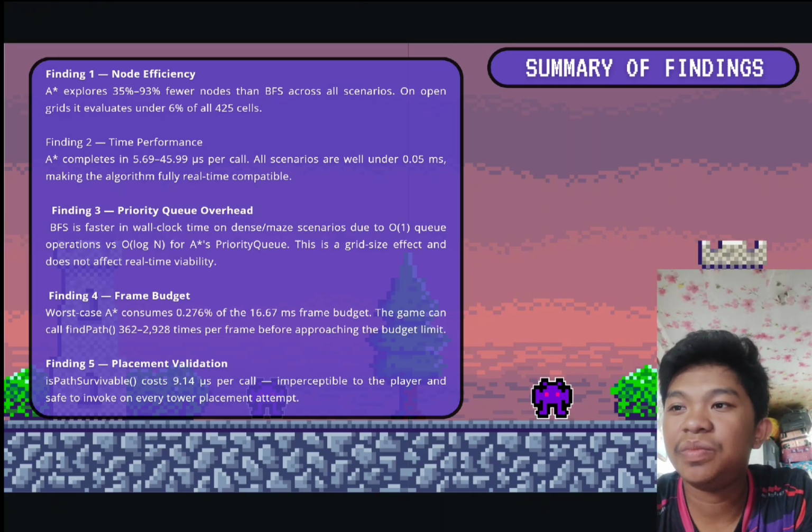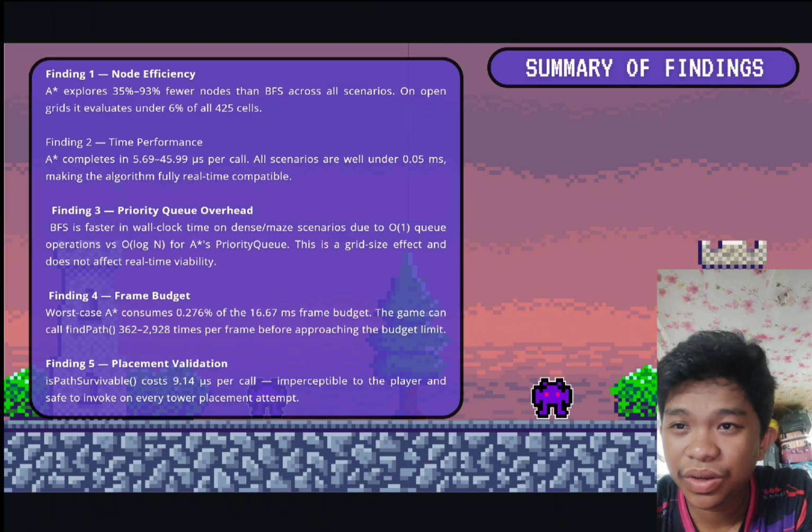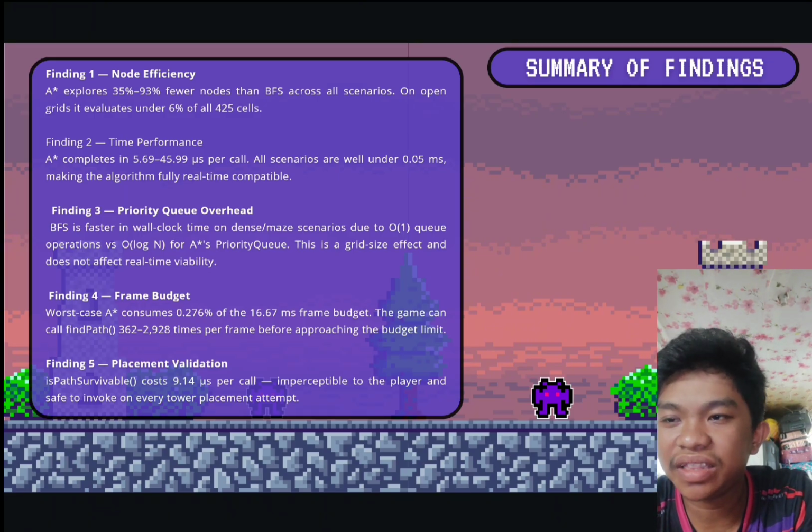Finding 3. Priority queue overhead. BFS is faster in wall clock time on dense and maze scenarios due to O(1) queue operations versus O(log n) for A-star's priority queue. This is a grid size effect and does not affect real-time viability.